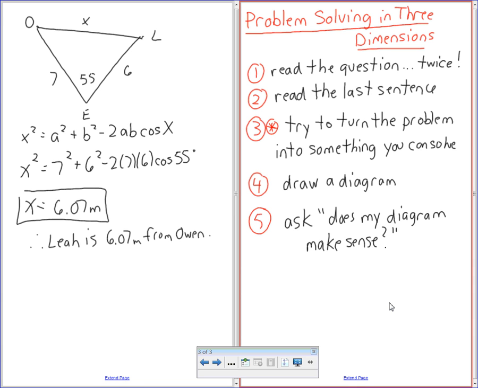Now I'm going to give you guys a little bit of help for this. So it says try to turn the problem into something you can solve. We'll deal with that in a sec because no one can solve a 3D triangle in their head, not even me. Okay? So we'll deal with that.